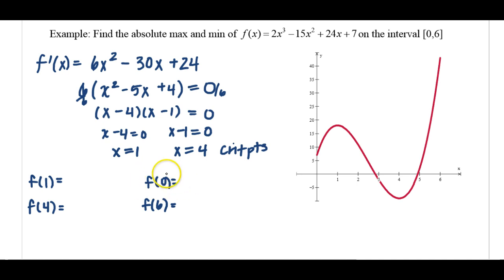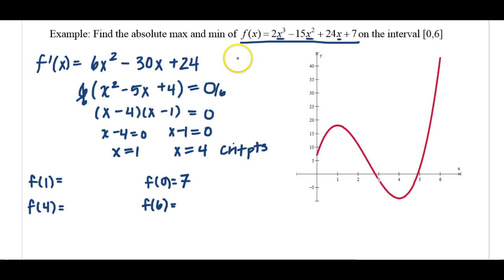Plugging in 0 is no problem, so I'm plugging them into this original function. If I plug in 0 for each of these x's here, these three terms involving x would go away, and I would just be left with the constant 7. So f of 0 is 7. To find these other values, while I could do it by hand, substituting 1, 4, and 6 separately into each of these terms, I'm going to go ahead and give you the numerical answers.